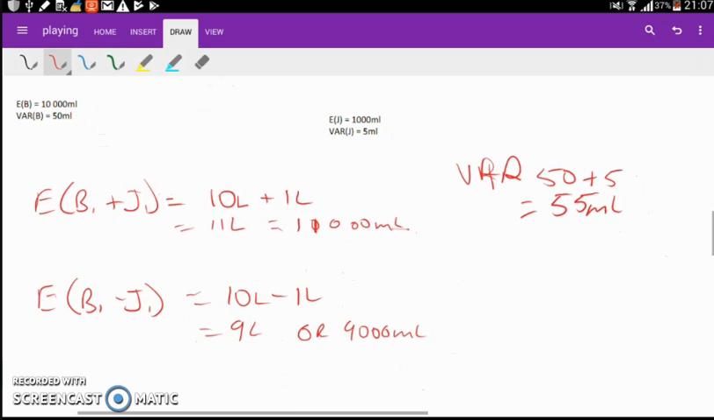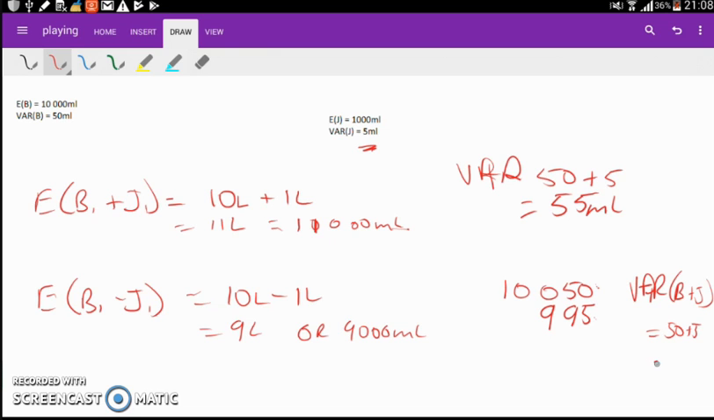So the bucket might have actually had 50 mils more. And then when we scoop the litre of water out, the jug might have its 5 mils not enough. So instead of taking out 1,000 mils, it might only take out 995. Now if it takes out 995, you can see it's taking out 5 mils not enough, but there were already 50 mils too much. So our variance is still added. It is the variance of the bucket plus the variance of the jug. So the variance becomes 50 plus 5, 55.